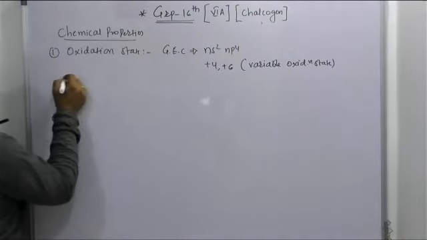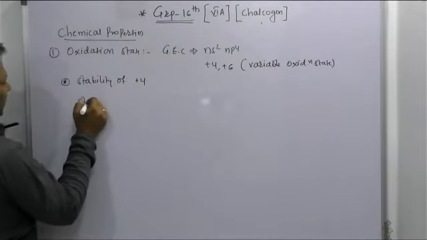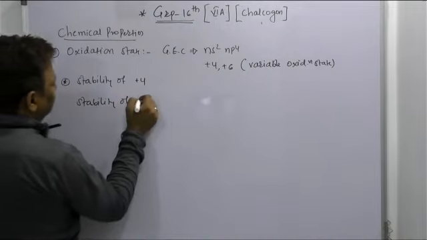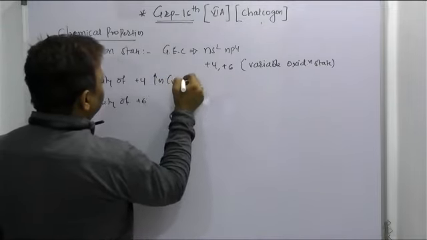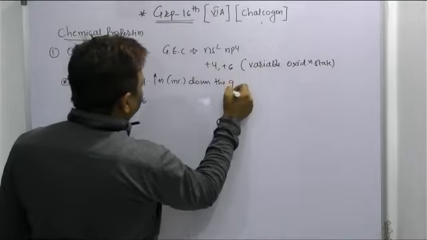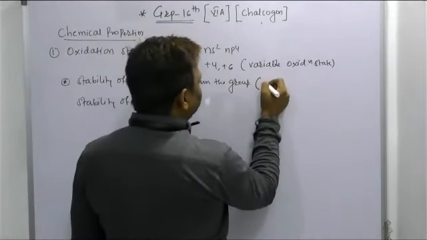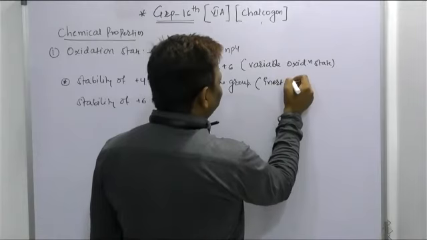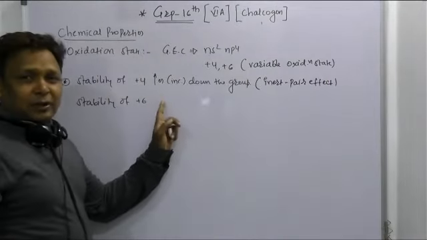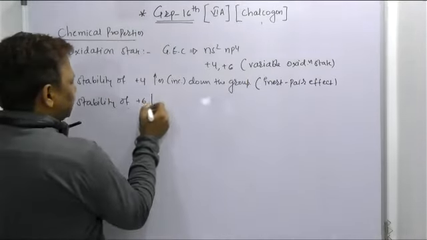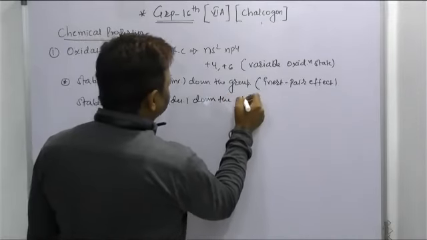+4 and +6 simply mean the stability of the lower oxidation state, +4, and the stability of the higher oxidation state, +6. The stability of the lower oxidation state increases down the group. But why does it increase down the group? The same reason you wrote till now applies here: due to the inert pair effect. Not the inert gas effect, beta, it is the inert pair effect. Due to this inert pair effect, the stability of the lower oxidation state increases, and the stability of the +6 higher oxidation state decreases down the group.